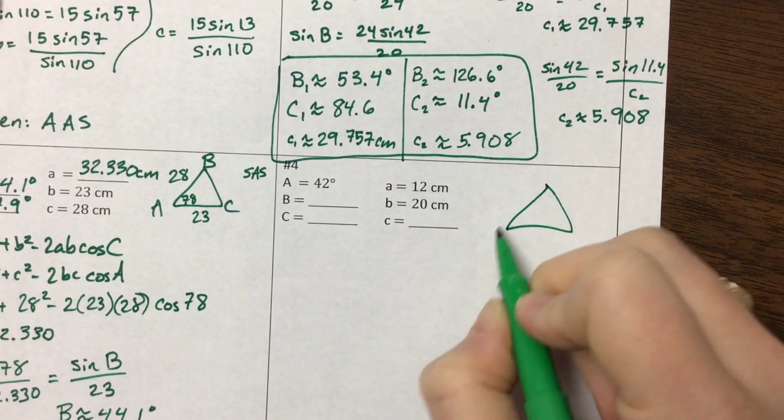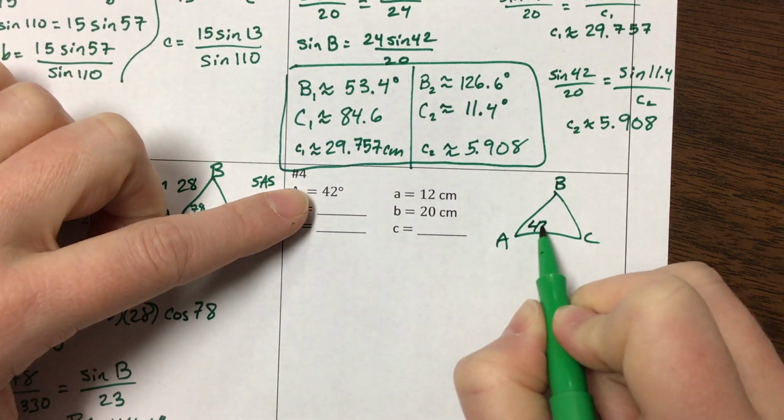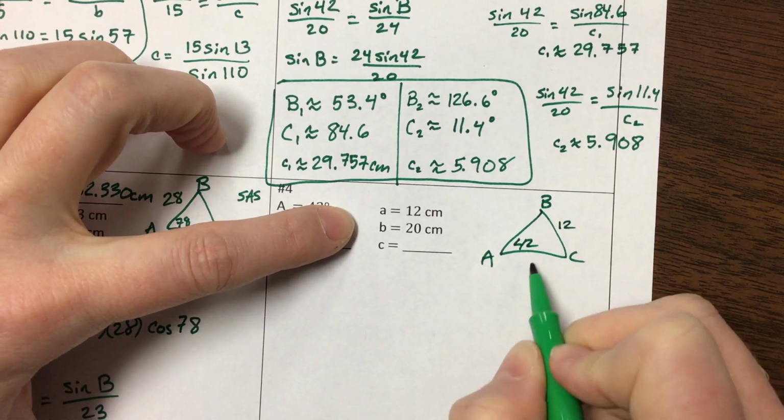The first thing I look at here is I'm going to draw A, B, C. I don't really care if it's to scale. Angle A is 42 because it's the meaning of life. Little a is across from here, little b across from there.